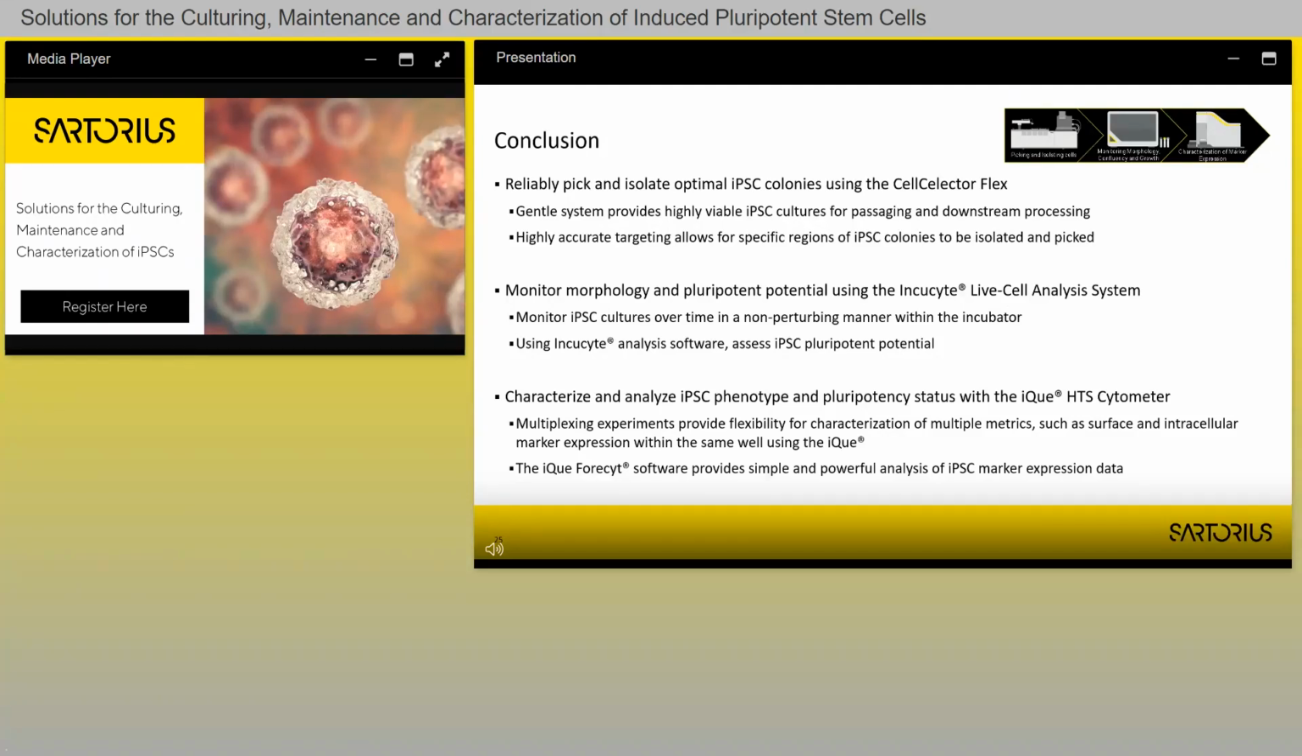And using the iQue HTS cytometer, you can characterize and analyze iPSC phenotype and pluripotency status. Multiplexing experiments can provide flexibility for characterization of multiple metrics, such as surface and intracellular marker expression within the same well using the iQue. And the iQue Foresight software provides simple and powerful analysis of iPSC marker expression data.